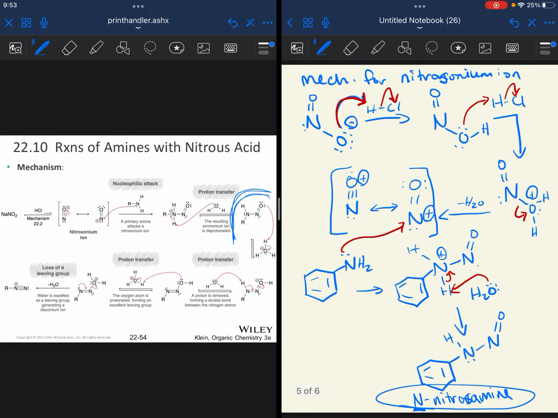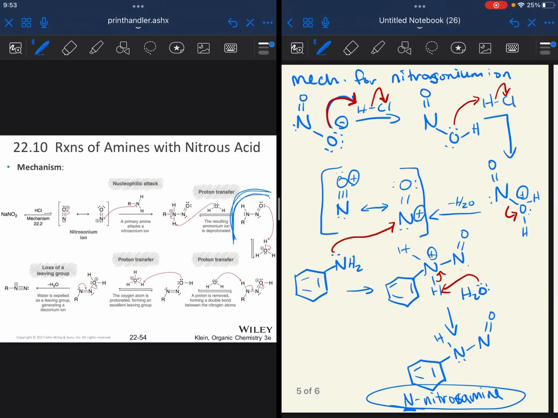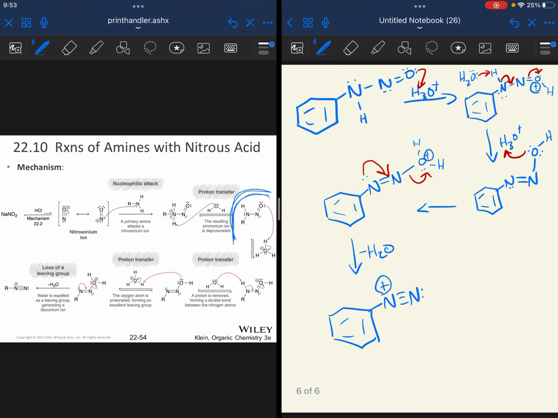It is a long mechanism, right? It is these 2 slides. You're going to make the nitrosonium ion, react it with the amine to make the nitrosamine. The nitrosamine goes through a series of proton transfers to end with the diazonium salt. This is the mechanism that you need, right? I won't ask you in a test to go beyond that. This is certainly enough, right? So I may ask you to show me how to make the diazonium salt.